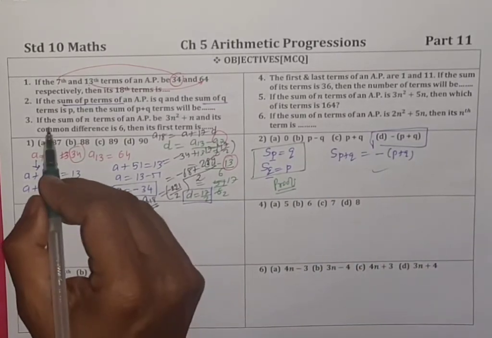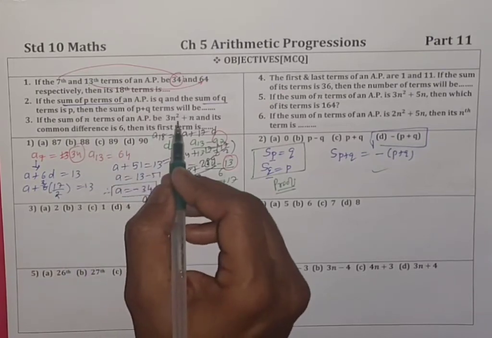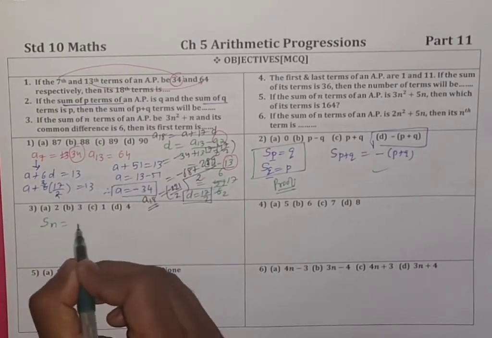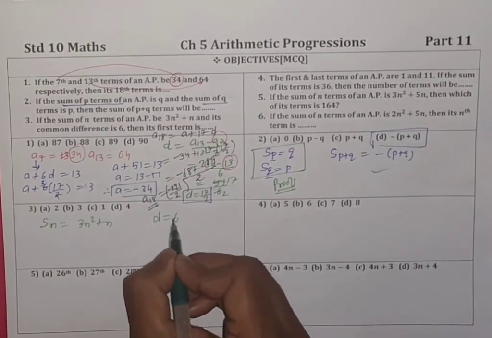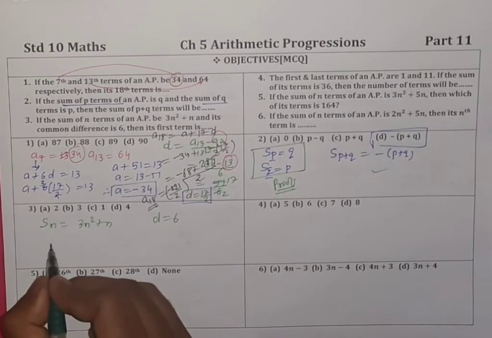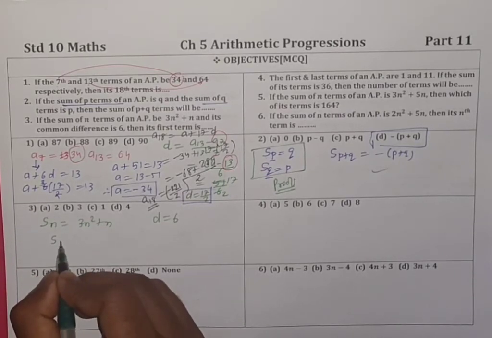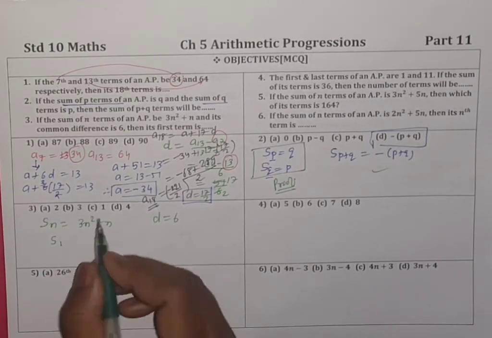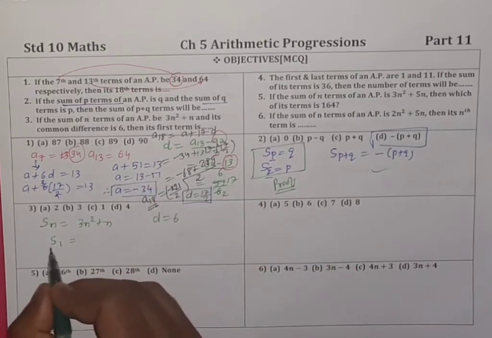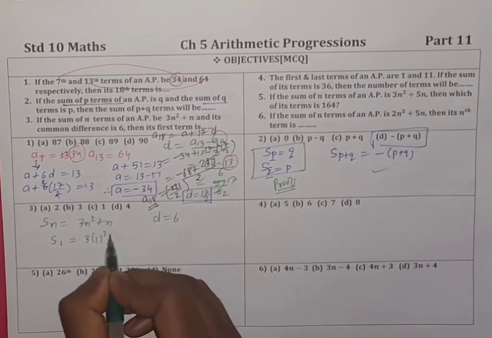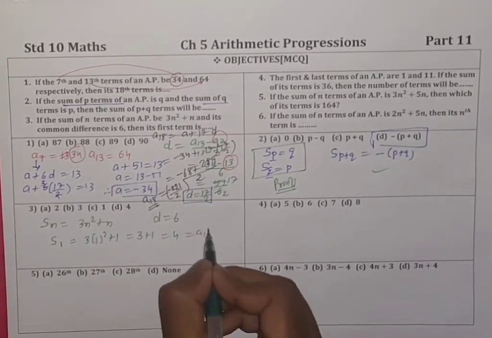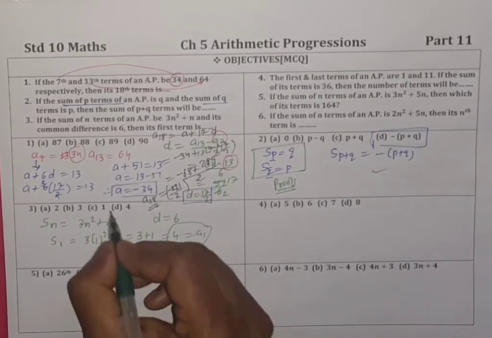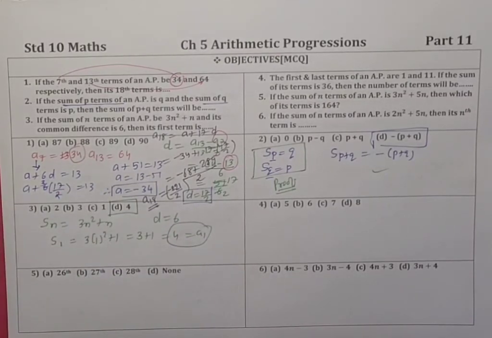All right, next number 3. The sum of n terms of an AP is this. So Sn is equal to 3n square plus n, and its common difference d is 6. Then the first term is what? All right, children. S1, the first term, can be found this way too. S1 is equal to 3 into 1 square plus 1, that is 3 plus 1, and that is 4. And that is the first term. So the first term is 4. Here the answer is D. All right. There is no need for the common difference at all.